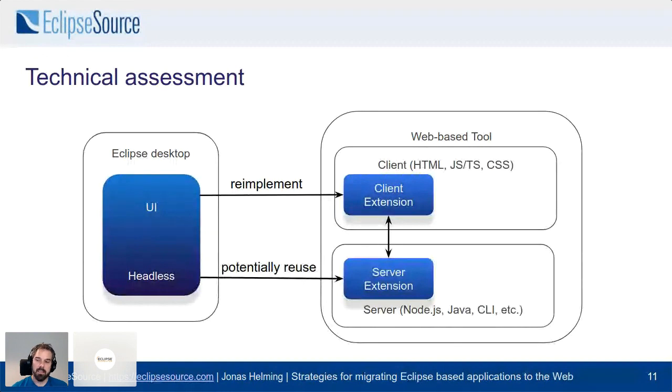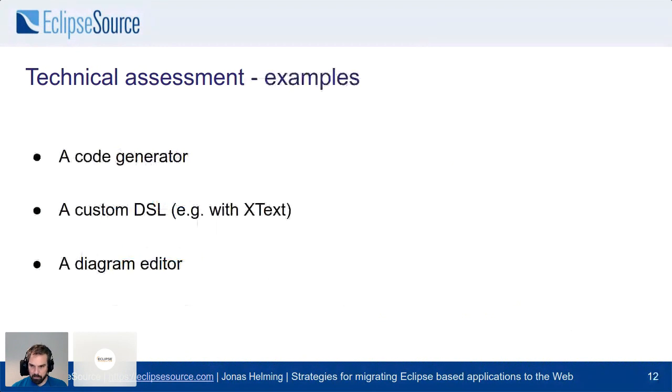For the business logic, and that's the headless part of your desktop application, you might potentially reuse code here, and this will typically go then to the server part of your web-based tool. And it really depends on what business logic you have there. If it's heavily intertwined with the UI, it might be better to rewrite it. But there are some examples where you can actually save a lot of effort when you reuse certain parts of your tool. Now, let's look at 3 typical examples of potential reuse.